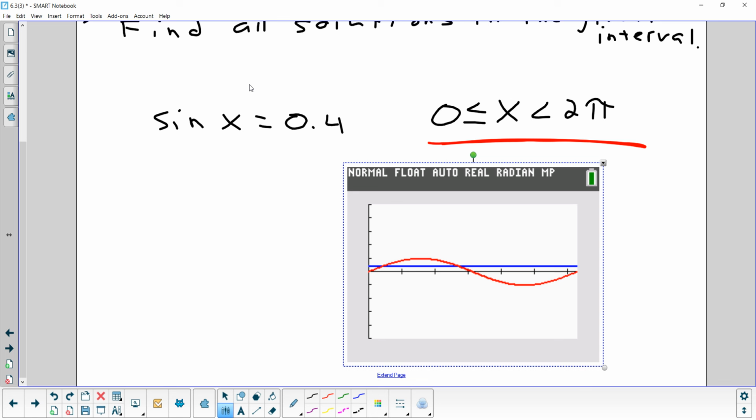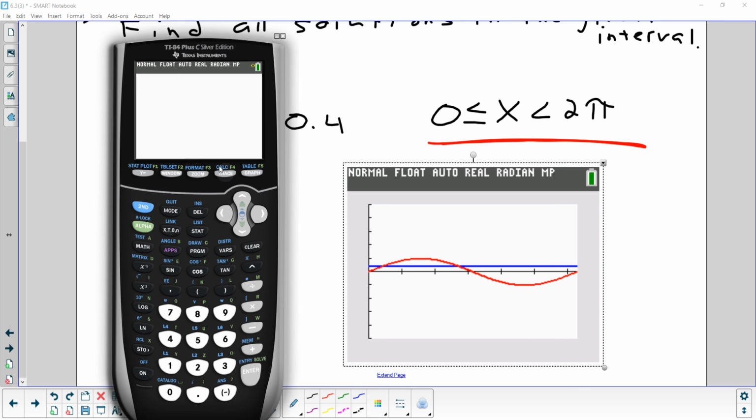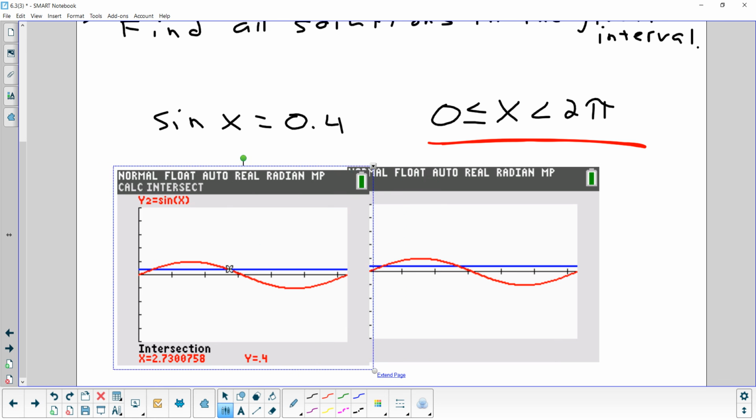Tyler? You would do second calc intersect. Yeah, we're going to find the intersect. You have to do each one twice. In this case, it's twice. Could be more, could be less. But we're going to do second calc intersect. If I just hit enter 3 times, it'll give me one of them.